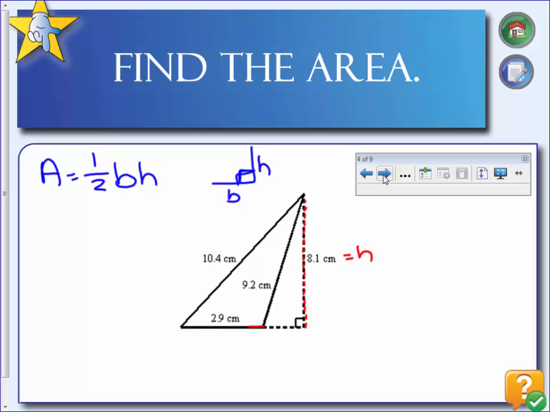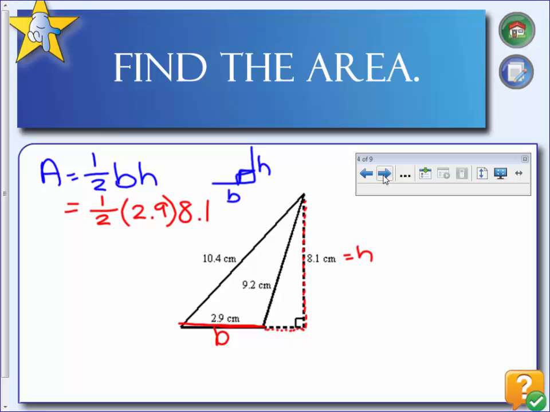Our base, if you would notice here that I outlined, would be connected to that 90-degree angle within the triangle. So this would be our base here. They give us the other numbers just to throw us off and see if we actually understand the formula. So go ahead and pause and plug those numbers into the formula. And you should have gotten 1/2 the base, 2.9, times the height, 8.1.